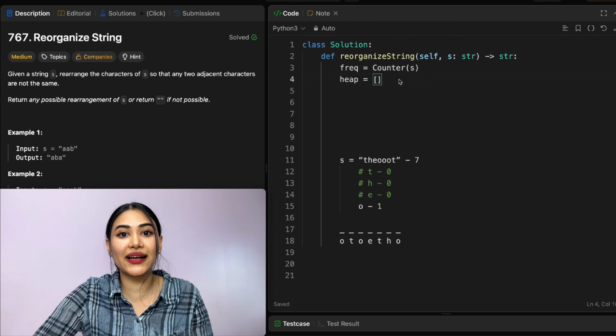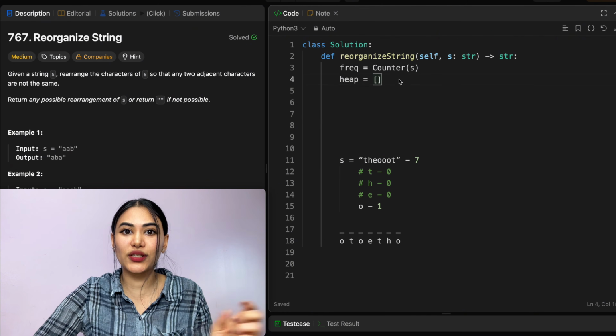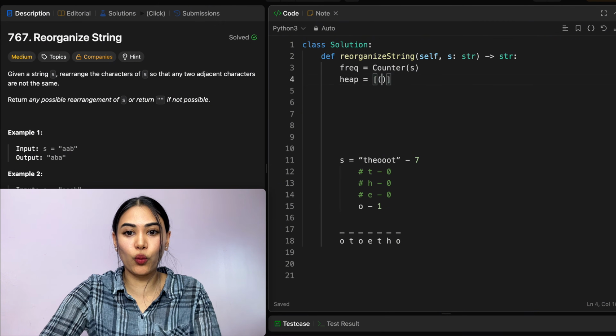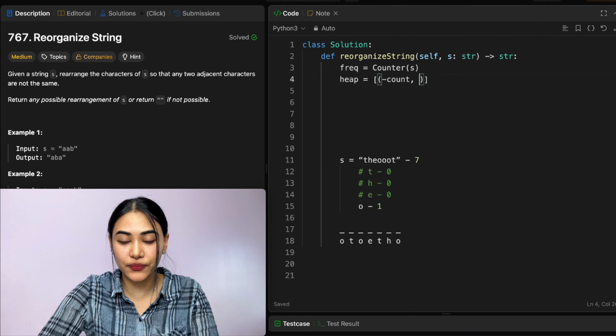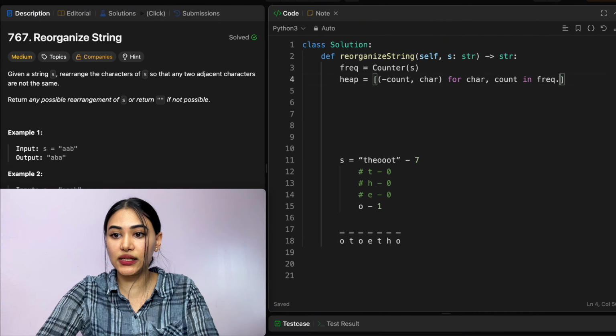And the way to do a max heap to get the most frequently occurring character every time we pop is just to flip the sign. So what we're going to do is have a negative count, the character, for character, count in frequency.items.